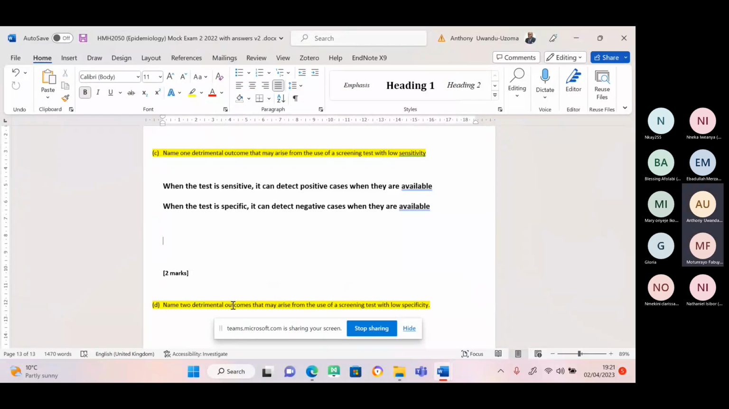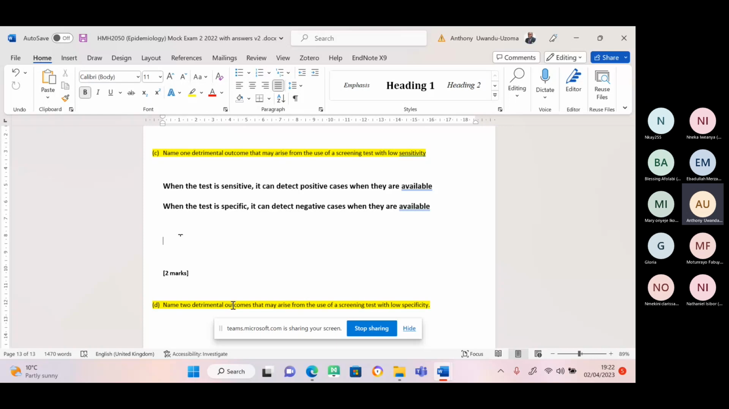So it won't be able to detect negative cases when they are present. Yeah, so it will be giving people positive.